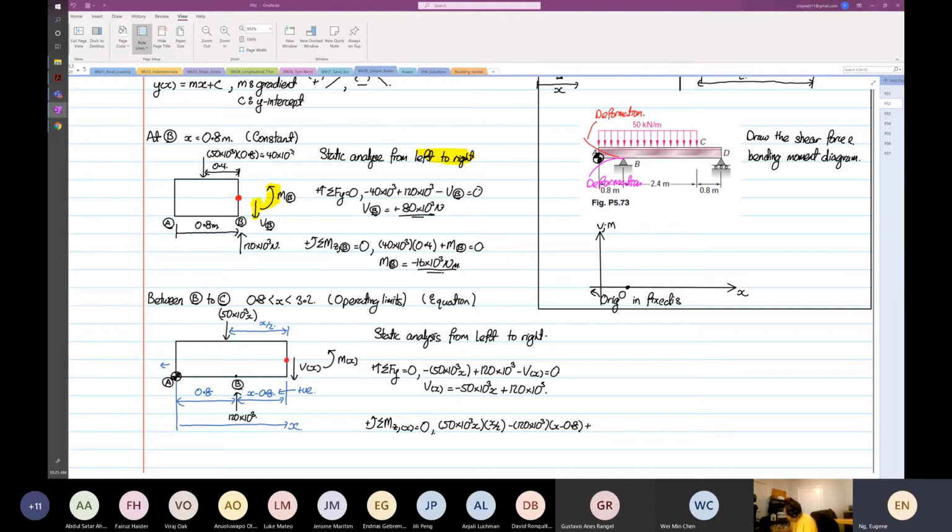So this is plus m as a function of x. Then the whole thing will be equal to 0. So m as a function of x, you open the bracket, everything you take out. So you have minus 25 times 10 to the power 3 x squared, right? So minus you bring over is plus. So this is plus 120 times 10 to the power 3 x, right? And then minus minus plus, you bring over the other side is minus. So 0.8 multiplied by 120 is equal to 96 times 10 to the power 3.